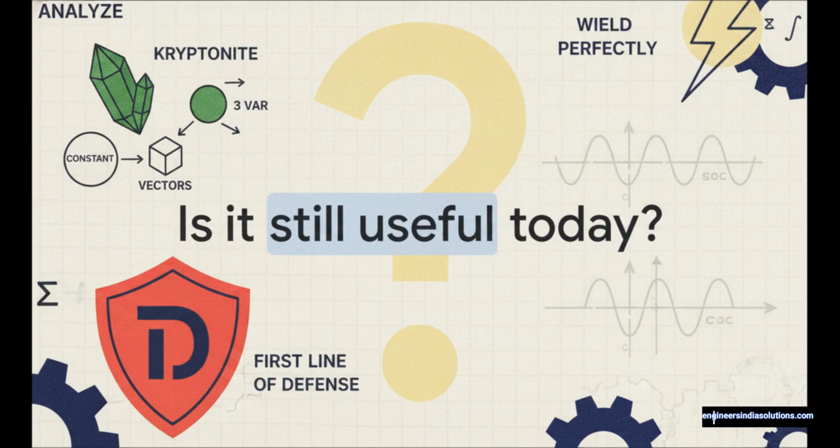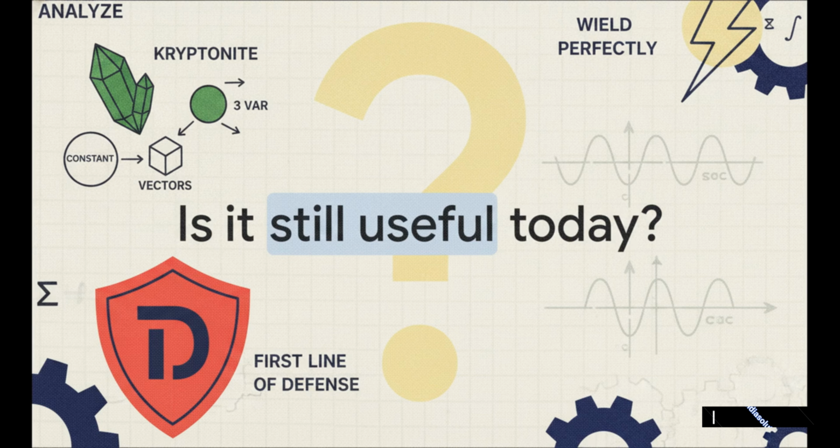So I want to leave you pondering this final provocative thought. If dimensional analysis can't tell us everything, is it still useful today? And the answer to that is a resounding absolute yes. For sure. Despite its kryptonite, its inability to spot dimensionless constants, that strict 3-variable mathematical limit, and its total blindness to vectors and trig functions, it still remains a profoundly powerful foundational tool for literally any physicist.